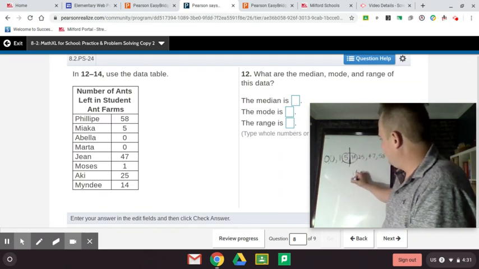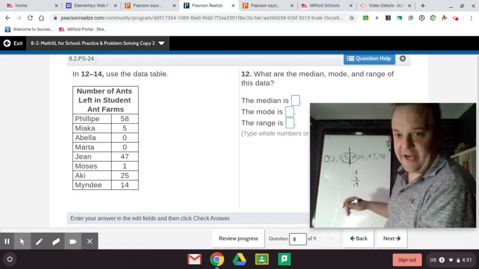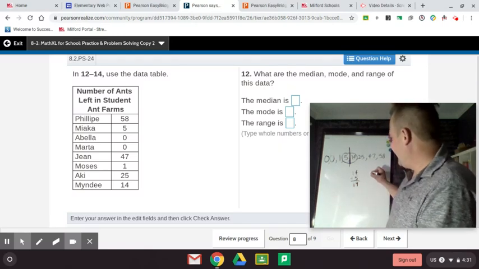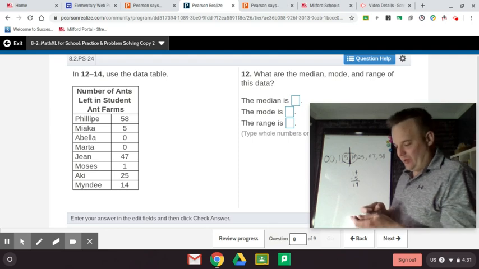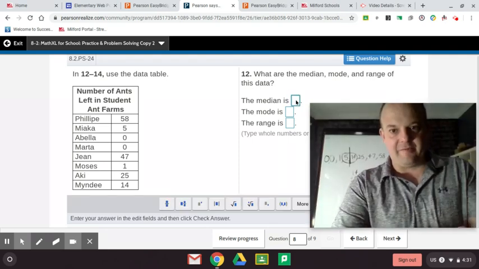So 14 plus 5 is 19. And now we're going to divide by 2. 19 divided by 2 is 9.5. So the median is 9.5.